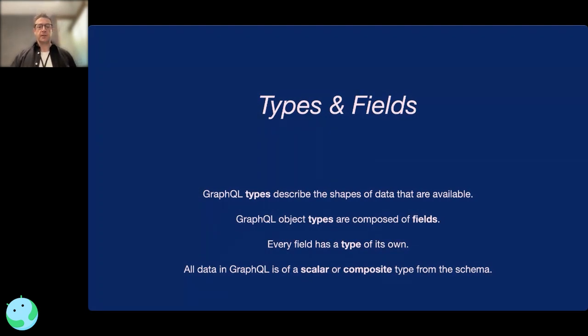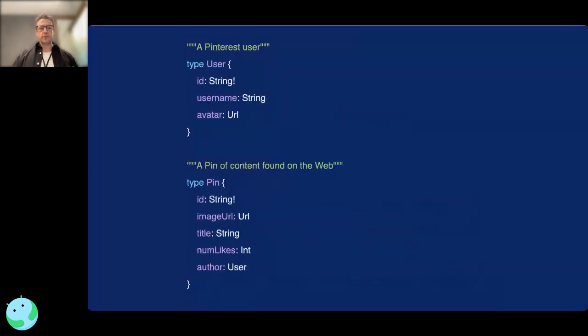The GraphQL types describe the shape of the data that's available. These are basically the fields that make up your object. If you're thinking about this in REST terms, GraphQL type objects are composed of fields. Every field has its own type, and all data in GraphQL is either a scalar or a composite type derived from the schema. So in a sample like we would see at Pinterest, a Pinterest user is a type user. You have the identifier, the username, and some sort of avatar URL. For pin content found on the web, you have your pin, your string ID, URL, title, number of likes, and the author, the self-reference to the user.